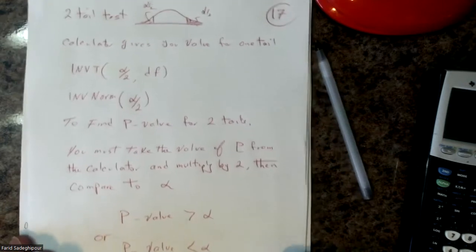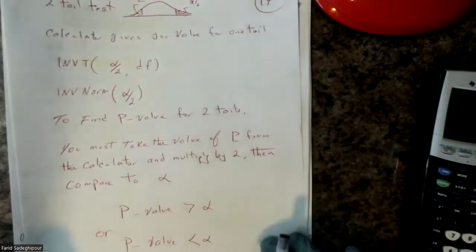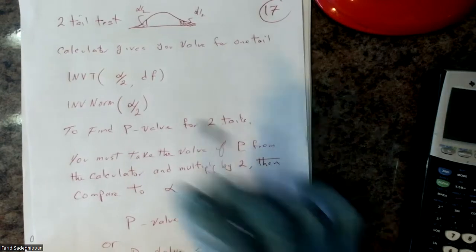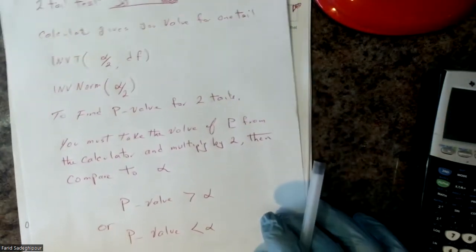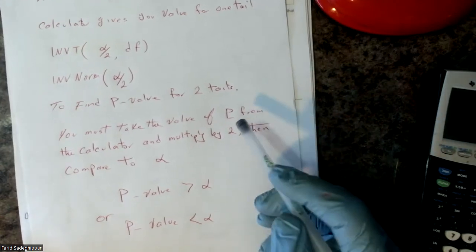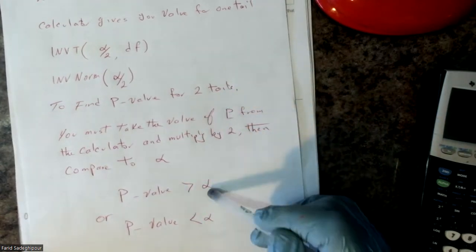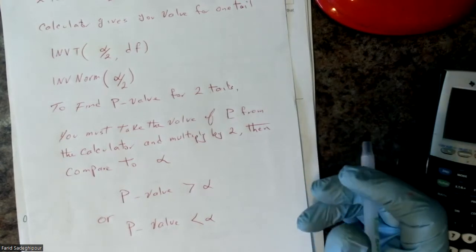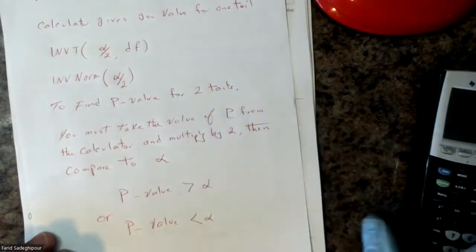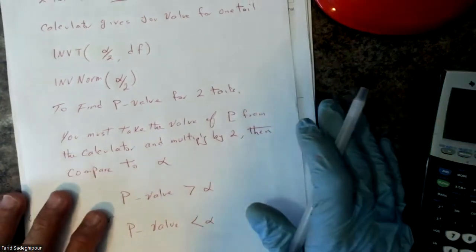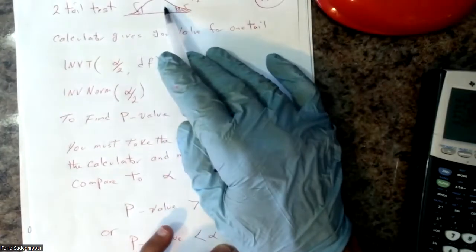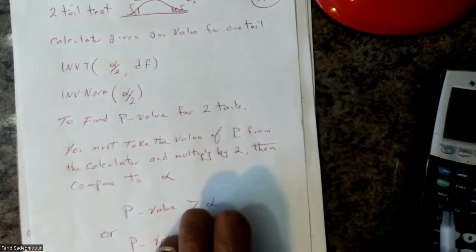You have to multiply that by 2 in order to compare with the alpha. So just for two-tailed tests, when you find the p-value from the calculator, that p-value must be multiplied by 2 in order to check with alpha, because alpha is the area of two tails. But what the calculator gives you, when you get a p-value, is for one tail only. But in case of two tails, you have to multiply that by 2.